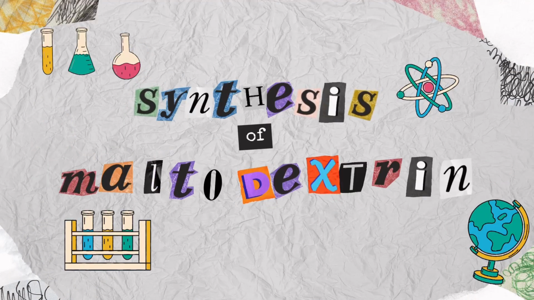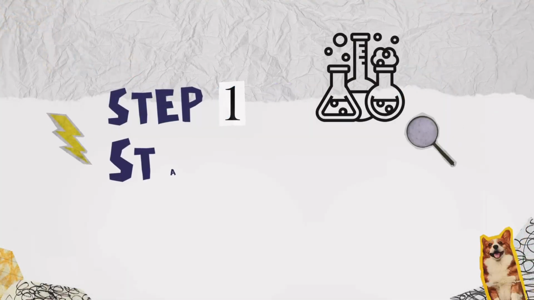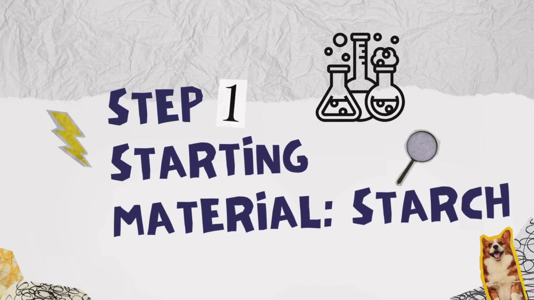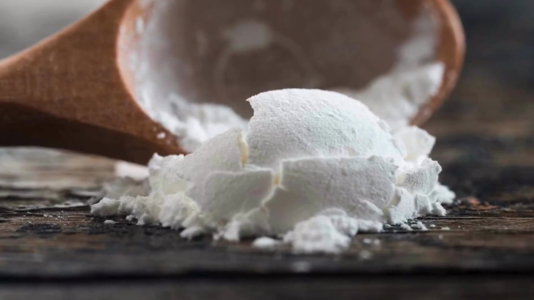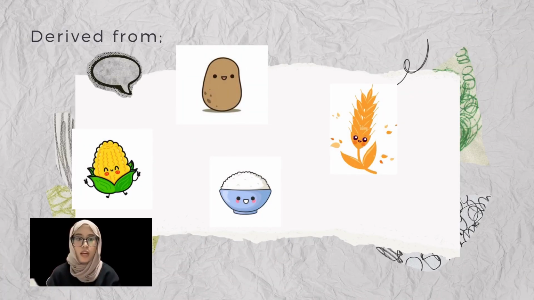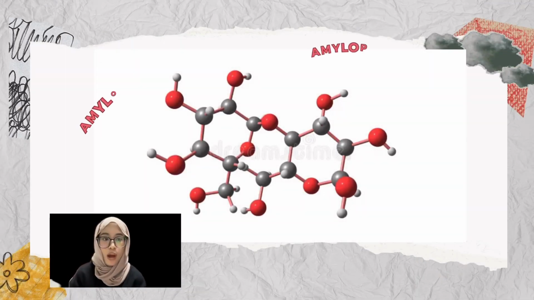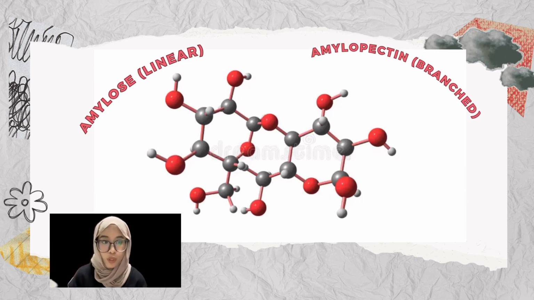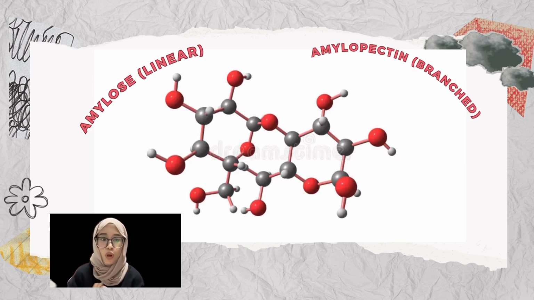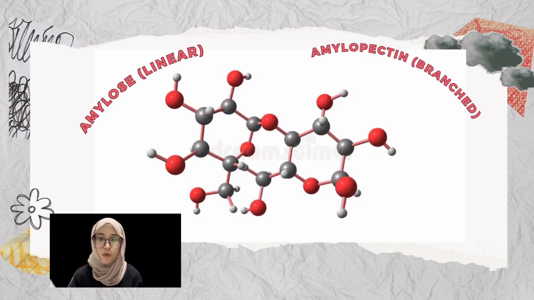Hi, so today we're going to talk about the synthesis of maltodextrin. As we all know, maltodextrin is made from starch. Starch comes from plants like corn, rice, potatoes, and grain. Starch is a carbohydrate made up of long chains of glucose, which is a sugar molecule. These chains are too long to be used directly, so we need to break them down into smaller pieces.